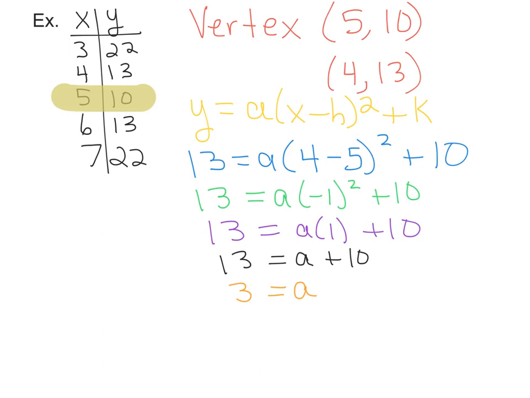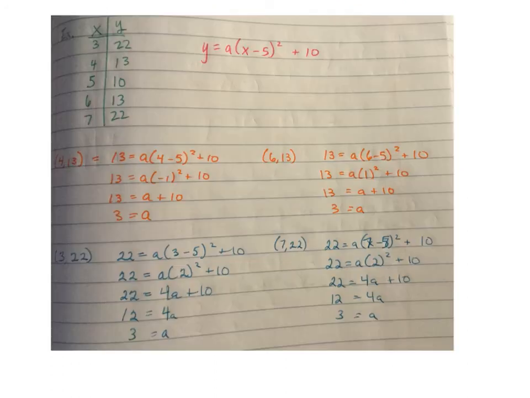Now that I have a equals 3, I'm going to plug that and my vertex into the vertex form and be done. So the equation for this is y equals 3 (x - 5)^2 + 10. Okay, so just in case you're wondering, what if I chose a different point? Yes, you have to have the vertex correct, but as you see here, it doesn't matter what point I chose. I could have chosen any of them, and I still would get the same a value, thus getting the same final equation.